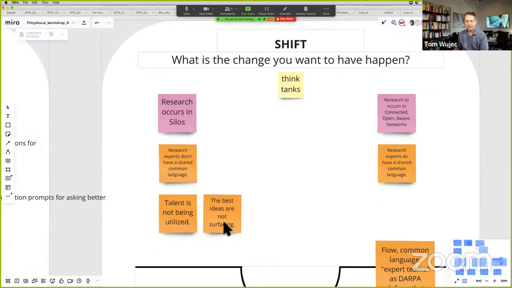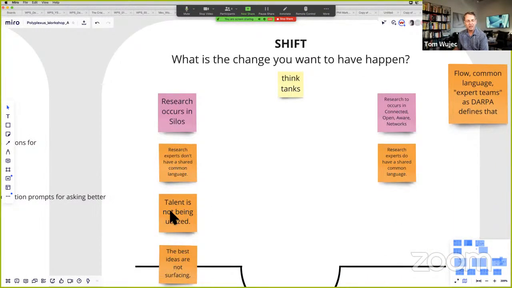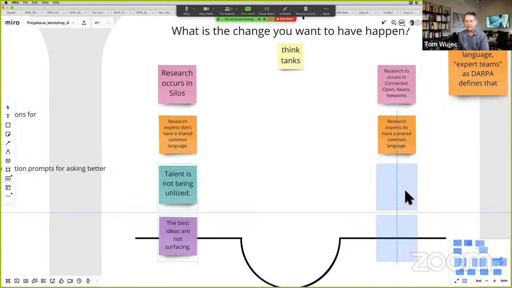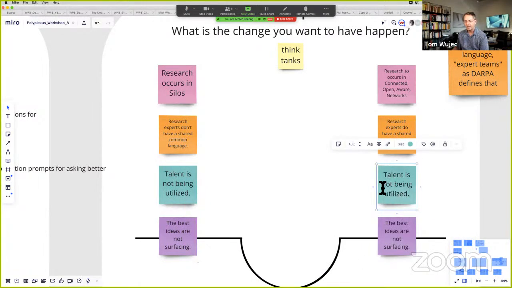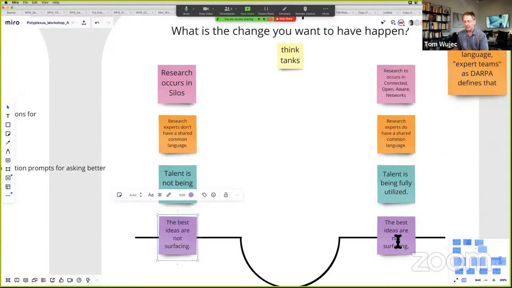And so what I'm going to do here is change the colors of the sticky notes. I'll make that one a nice purple here, and then go to the state of talent is being, oops, fully, you can see my talent as a typist. And the best ideas are not surfacing.